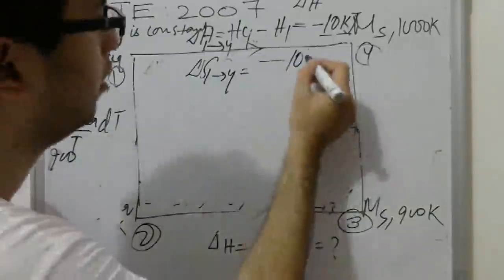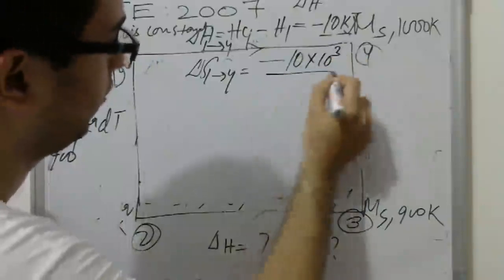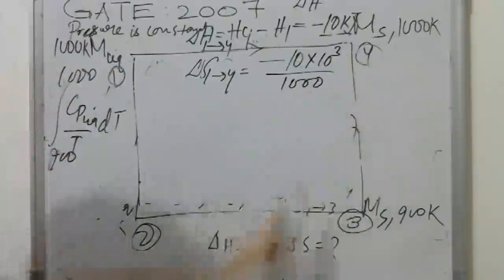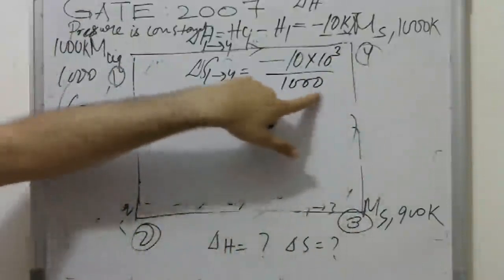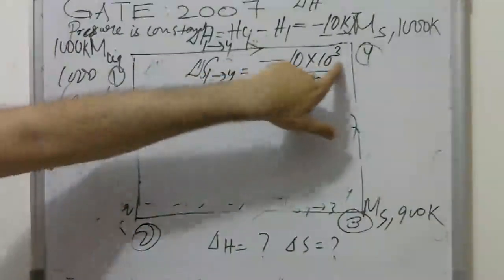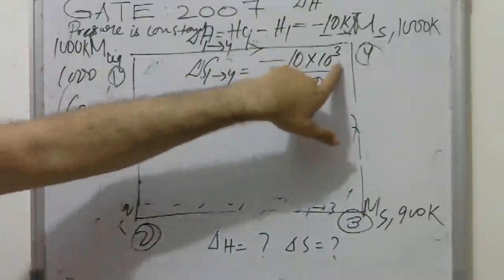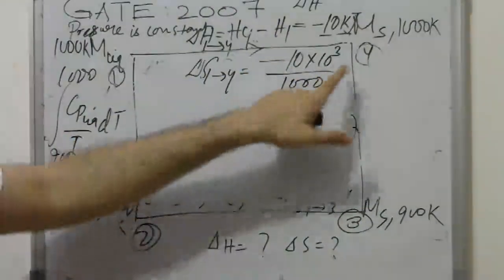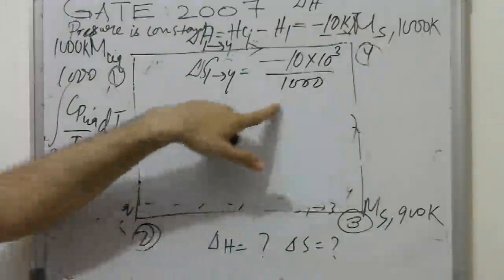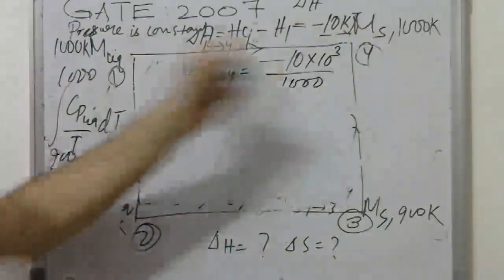Let's do it in joule. Minus 10 by 1000 K. This is the temperature, 1000 K. Why have I multiplied with 10 to the 3? It's in kilojoule, so I am multiplying by 10 to the 3 to make it joule, because you can check the final answer is in joule. So minus 10 to the 3 joule divided by the temperature at which the transformation is occurring. It is occurring at 1000 K.